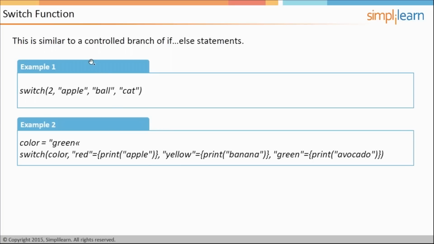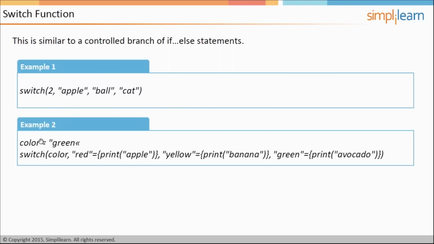Another option that R gives you that works kind of like an if statement, very similar, is the switch function. And we're going to get more into functions here in a few minutes, but the switch function is a way to give you what we refer to as a controlled branch of if-else statements. So in this case, the switch has the number 2. 2 is a reference to the position within the variables that you have in the function. So in this case, with the number 2, we would end up printing ball.